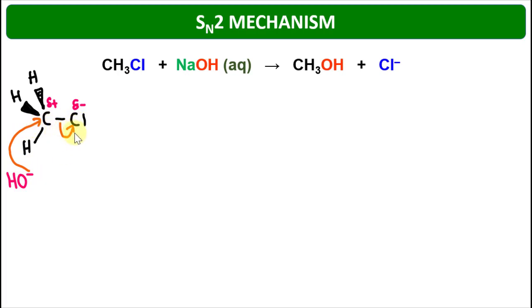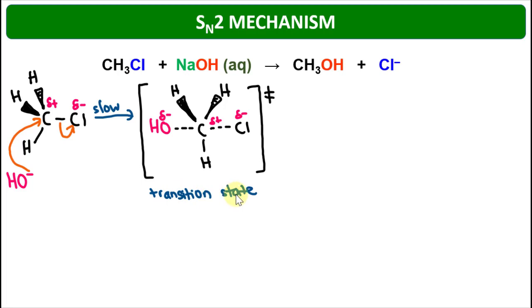This is what we call bond forming and bond breaking occurring simultaneously. So this reaction is a slow reaction, and it will form a transition state as an intermediate. Here we have a partially negative charge and a partially negative charge. Don't forget the double dagger symbol to indicate the transition state.